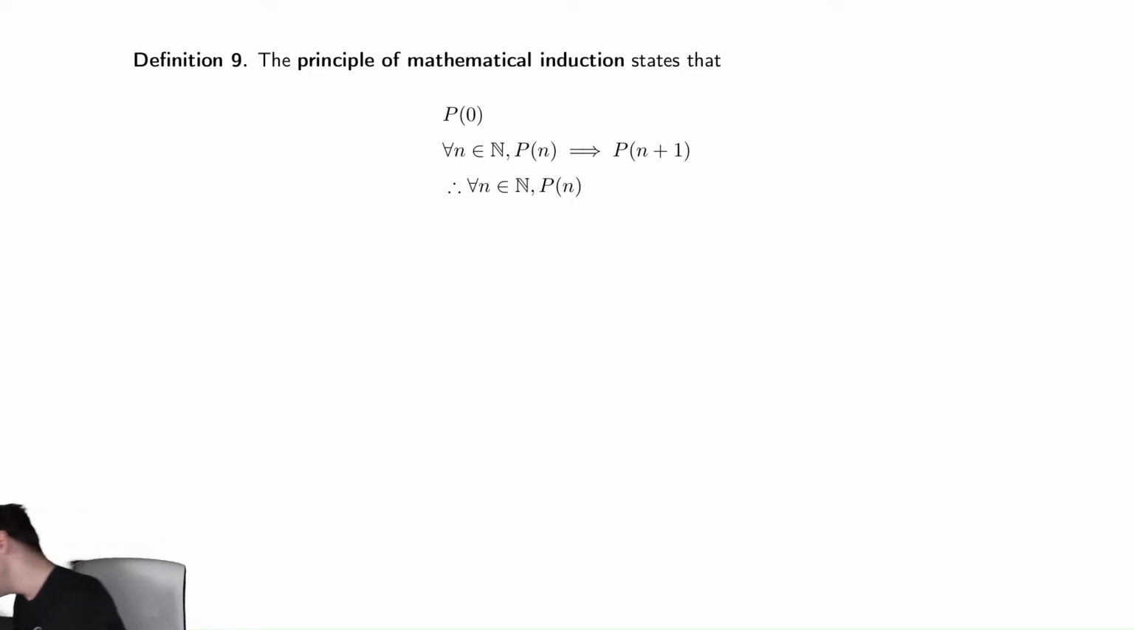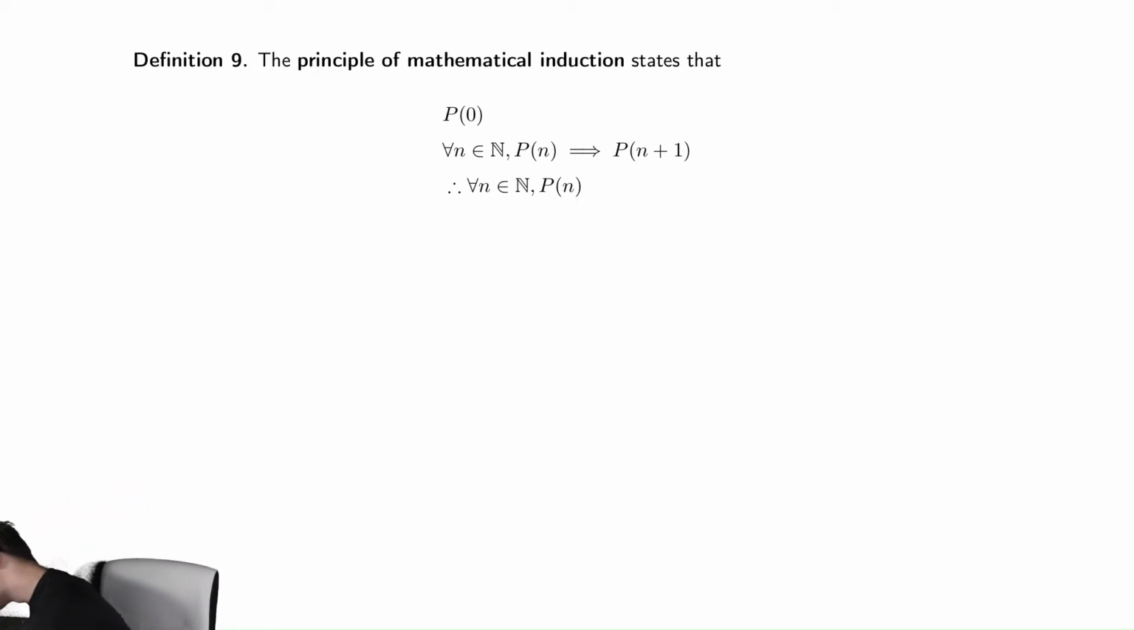If you look, the conclusion here is that for all n, P(n). And the way that we do this is if you can show that P(0) is true, and that for any n, P(n) implies P(n+1), then you prove this. How on earth is that true?